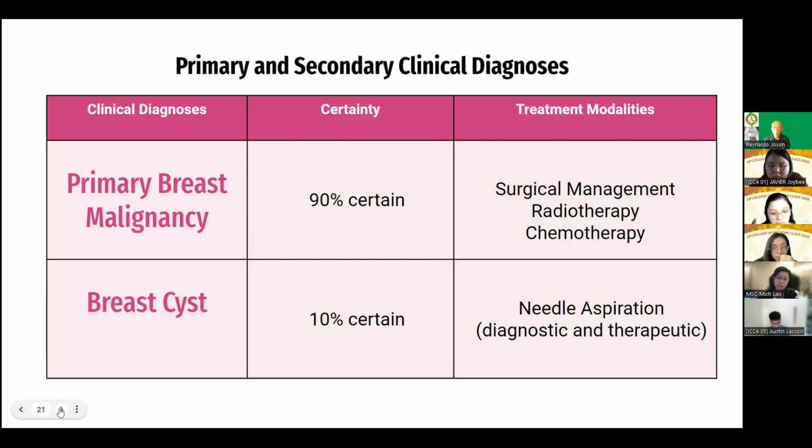We're quite certain it's primary breast malignancy because on admission to PGH, she was diagnosed po nga with breast cancer of the right breast stage 3B po. And she also already presented to PGH with her diagnostics such as her ER, PR, and her HER2 po. Although we are still considering a breast cyst po, only slightly certain po. So if it does turn out to be a breast cyst, the treatment modality for that is a needle aspiration po.